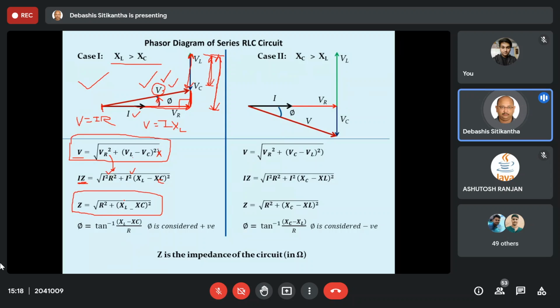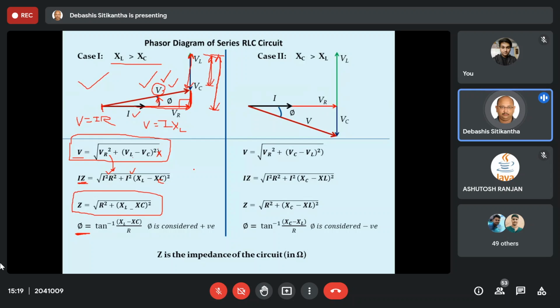Okay. Now remember, when we study these two things, we will see that since it is a square term, it doesn't matter which one is greater or which one is lower. The opposition offered is going to be the total vectorial addition of all the oppositions. Now let us try to define what the phase angle difference is mathematically.